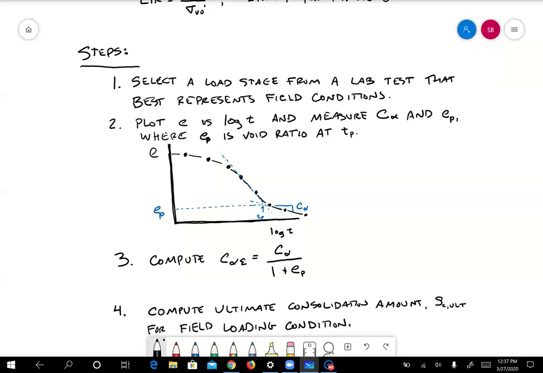Then in step 3, we can compute C alpha epsilon. It's just C alpha divided by 1 plus e_p. This is important because it gives us secondary compression in terms of strain instead of in terms of void ratio. When we go to settlement, we need to integrate strain. So C alpha epsilon is the constant that we want to use when we translate results from the laboratory to the field.